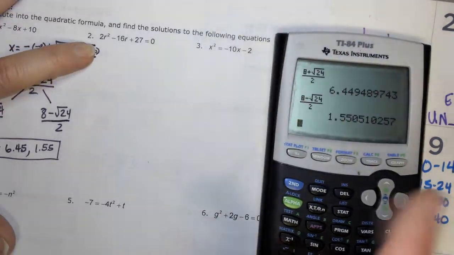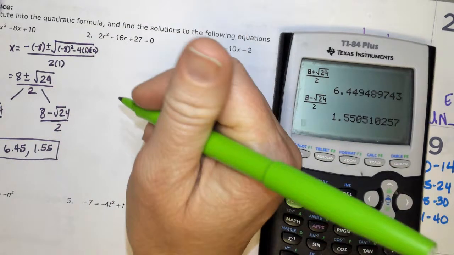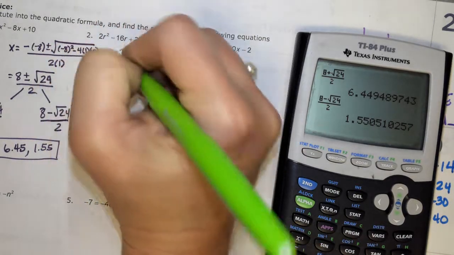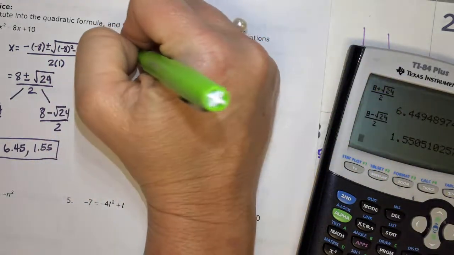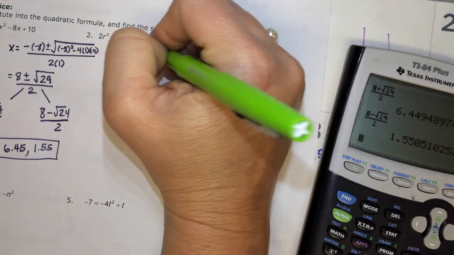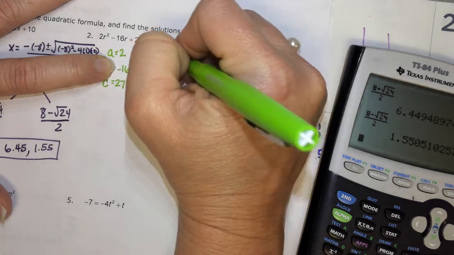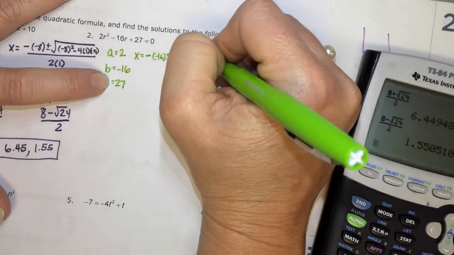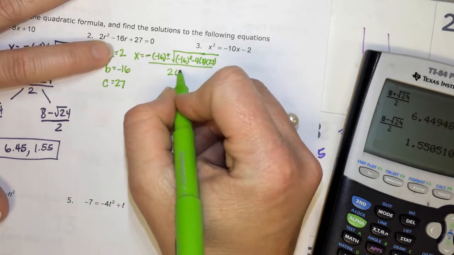So let's go to number 2. So again, I can see that my equation is set up the way I need it to be. So I can go ahead and start listing out my a, b, and c. So a here is going to be 2, b is going to be negative 16, and c is going to be 27. So now let's put it into our equation. So we have that x equals negative my b value, which is negative 16, plus minus the square root of negative 16 squared minus 4 times a times c. I'm running out of room here. All divided by 2 times a.